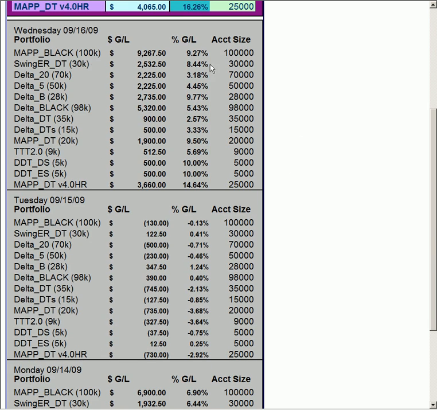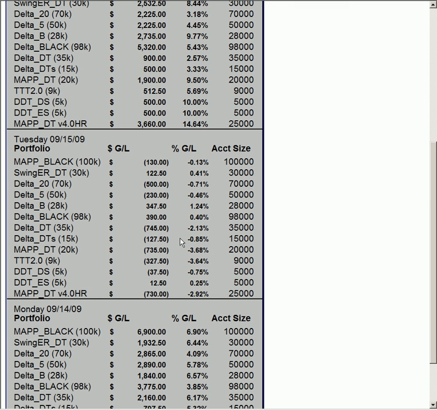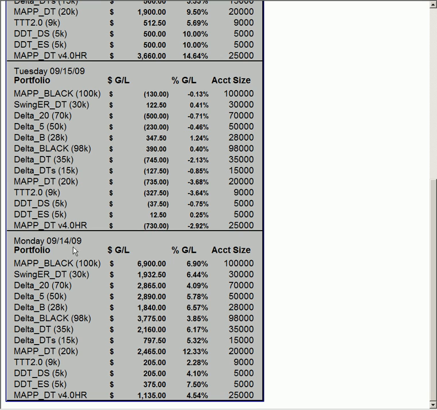Matt Black up 10%. As mentioned, the MAP DT version 4.0 up 15%. 10% for our dual day traders. And the MAP DT up 10%. The Delta B up 10%. Swinger DT up 8.5%. Kind of a choppy day yesterday, a couple of gains, mostly slightly on the downside, but Monday was another very impressive day. Black up 7% in a single session. MAP DT, of course, always on the leaderboard, up 12.33%. That's the original MAP DT, a very aggressive portfolio.